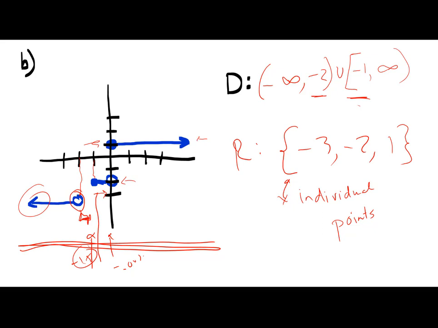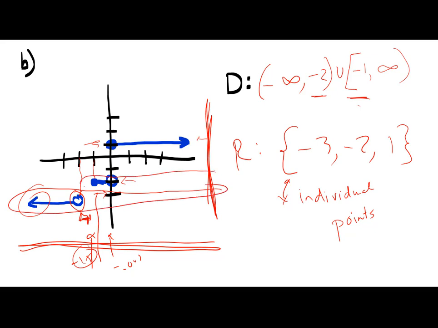So then on the range, now we're looking this way. We're looking from lowest to highest. So I say right at -3, I have myself a graph. At -2, I have myself a graph. And at +1, I have myself a graph. But they're individual points as opposed to intervals.